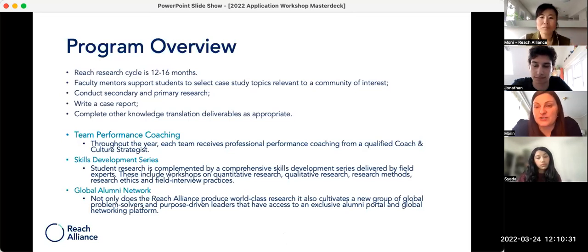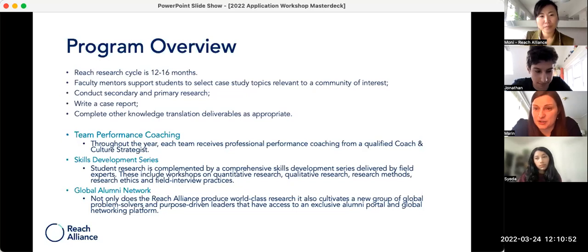So if there's a topic of interest for you, you would have an opportunity to pitch that to the group. It would undergo rigorous assessment by your peer researchers as well as the faculty. But that is how ultimately the case studies are selected, is really by the students with support and input from faculty.